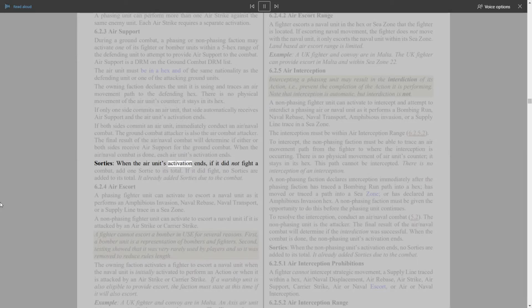When the air unit's activation ends, if it did not fight a combat, add 1 sortie to its total. If it did fight, no sorties are added to its total. It already added sorties due to the combat.